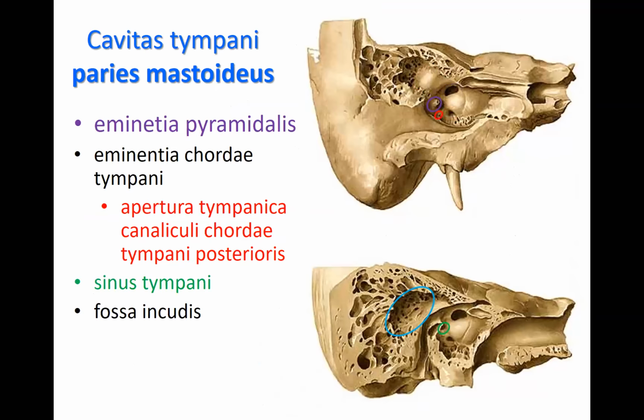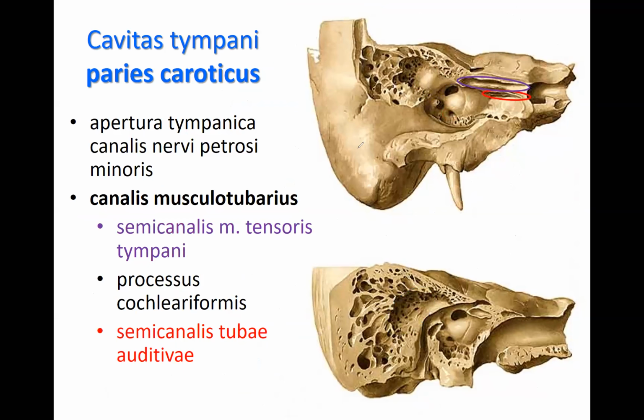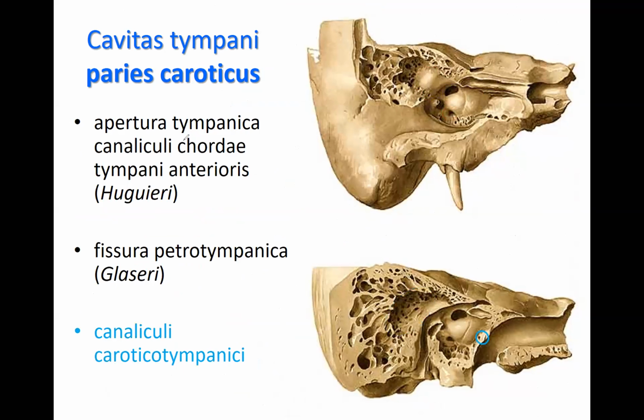Now the anterior wall. What is in the anterior wall? In the anterior wall, we have the tympanic aperture of the anterior canaliculus of the chorda tympani. It is not well visible in these sections. It's somewhere here, and of course it would be smaller. And it opens into another structure, and I draw it here only as a scheme. It is not located precisely in this position. And it then opens into a slit or a fissure, the petrotympanic fissure.